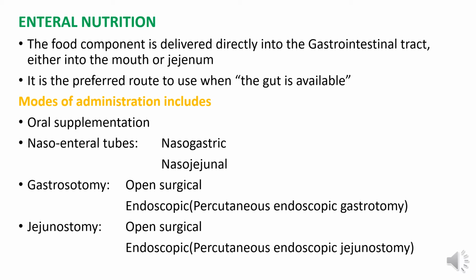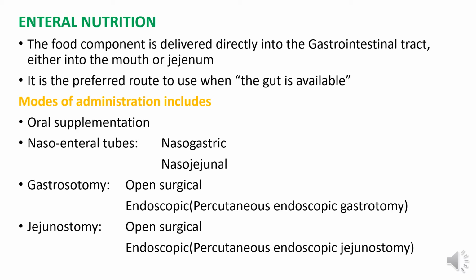They have nasojejunal, that which goes to the jejunum. Then gastrostomy is an opening made into the stomach. It can either be done through open surgical means, where the patient is taken to theater, and on the anterior abdominal wall an incision is made, the stomach is identified and the tube is passed into it. While it could be done endoscopically, wherein an endoscope is used to pass the gastrostomy tube.